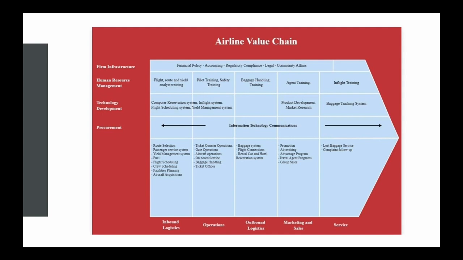في عندكم technology development يعني computer reservation systems and flight systems, flight scheduling systems, yield management systems. هدول ال systems اللي هم بيحتاج يكون عندهم إياه عشان يقدروا يسووا ال services اللي هم they offer. Product development, market research, baggage tracking systems هاي لل after sale يعني هاي ال services. وفي عندكم كمان human resource management كيف هم بيتعاملوا مع ال workers اللي عندهم and how they train them properly. مثلا ال flight and route and yield analyst training, pilot training, safety training, baggage handling training, agent training, in-flight training. كل هدول ال trainings لازم يكون ال worker اللي عندهم يعرف يسويها أو حسب وين هو بأي department كمان.